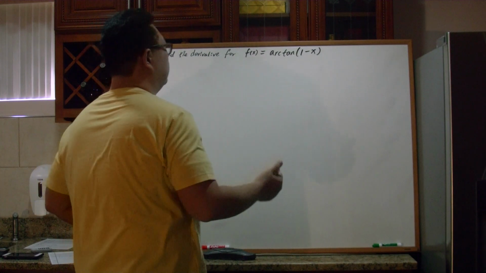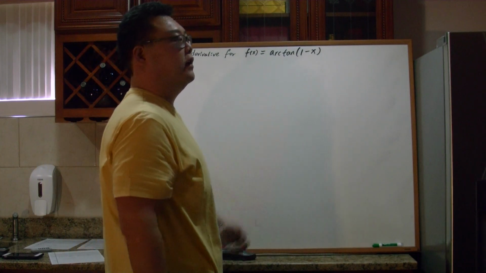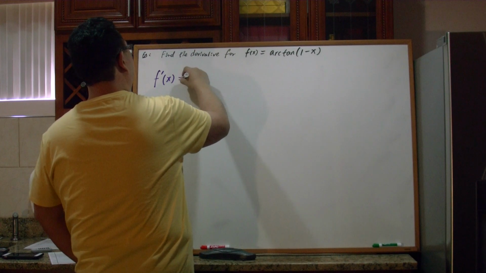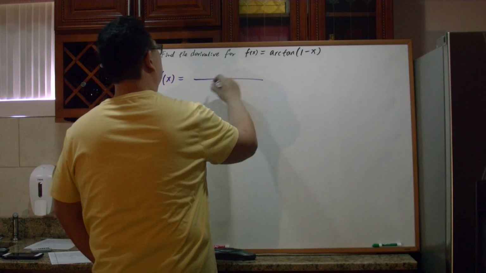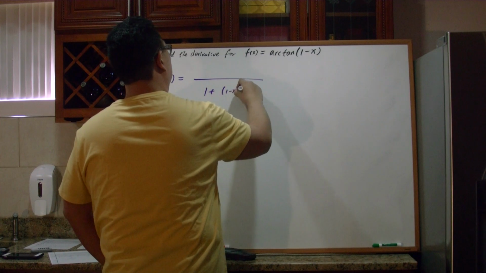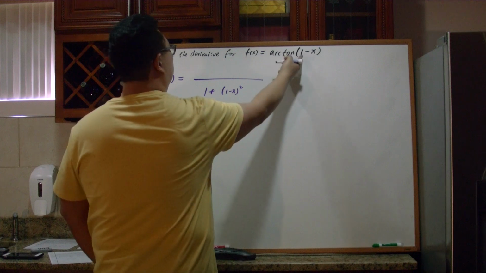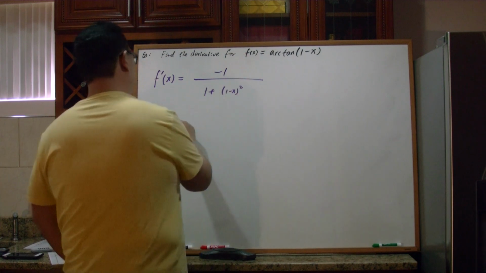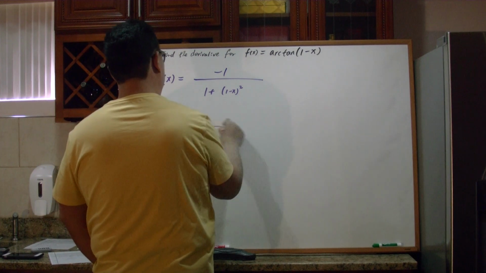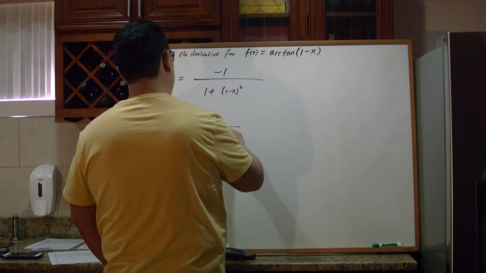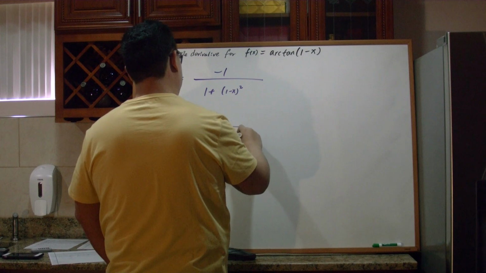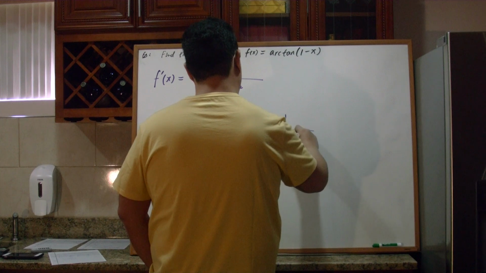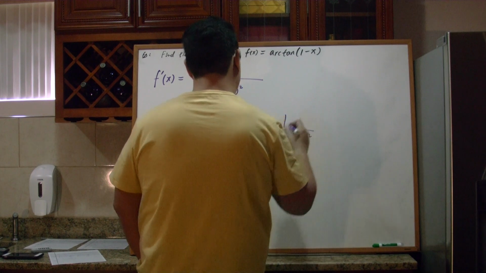I remember the arctangent formula will be u prime over 1 plus u squared. So the derivative of arctangent will have 1 plus u squared, and the numerator will be the derivative of 1 minus x, that's negative 1. So what we have is negative 1 over 1 plus the square of 1 minus x, which expands to 2 minus 2x plus x squared. That's negative 1 over 2 minus 2x plus x squared.